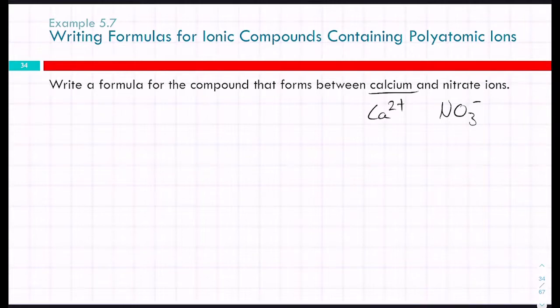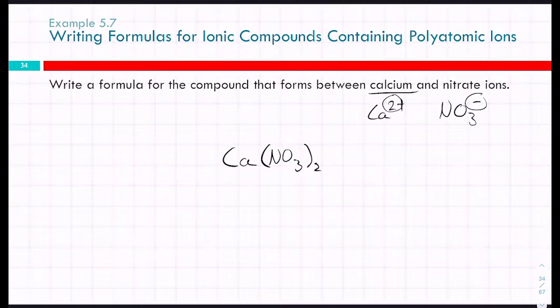And then there are a couple ways that you can attack this problem. The fundamental thing that you need to know is that the charges will balance and add up to 0. One way to do that is the crisscross method. We can take the magnitude of this charge on calcium and make it the subscript for nitrate. We'll take the magnitude of the charge on nitrate and make it the subscript for calcium. So then it was Ca, and since nitrate has a 1- charge, we leave the 1 off because it's implied. And because nitrate is a polyatomic ion, we'll put that in parentheses and put that 2 as a subscript outside of the parentheses.